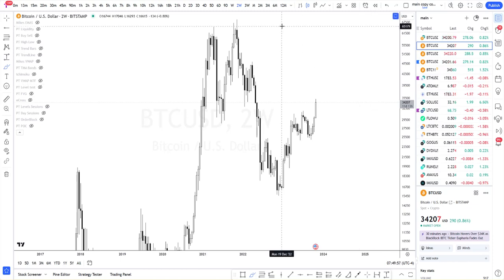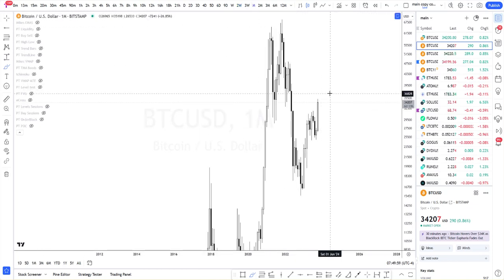I'm going to go from top to bottom so you guys can see a little bit of what I'm looking at and what I'm expecting in the upcoming weeks and months. Start with the monthly time frame.